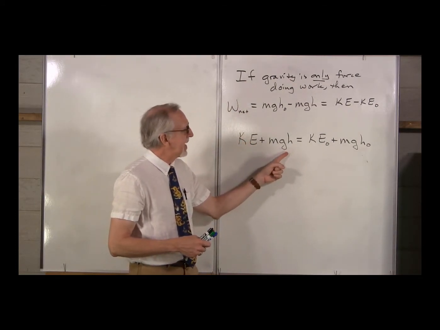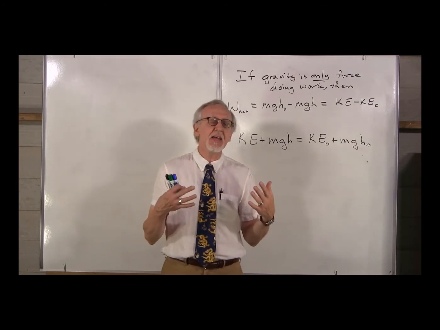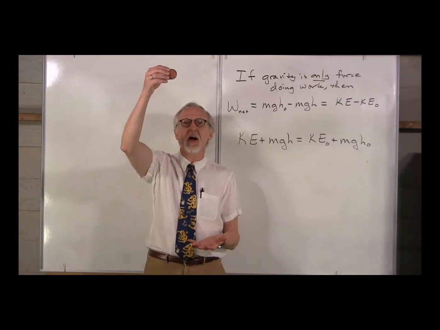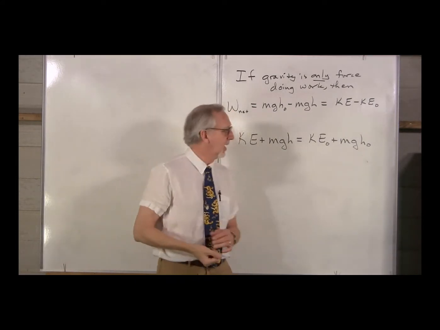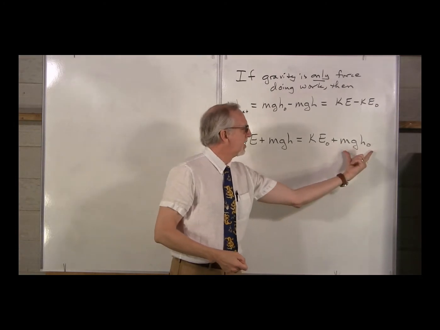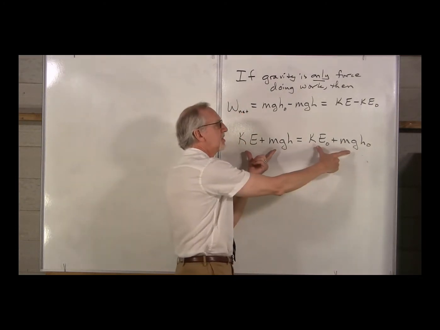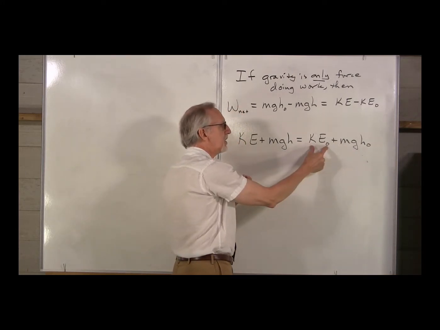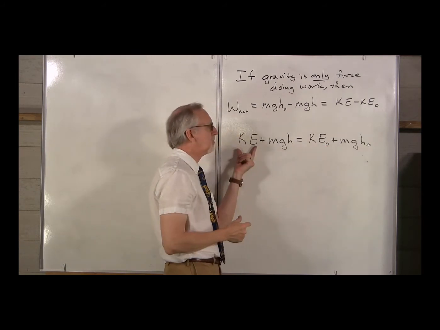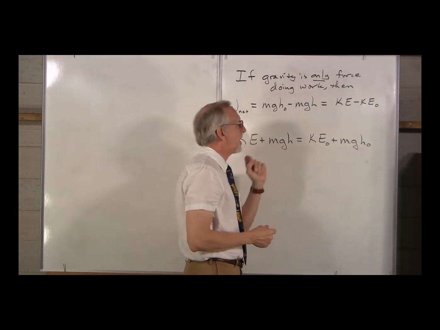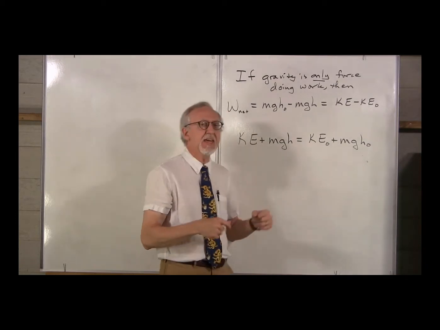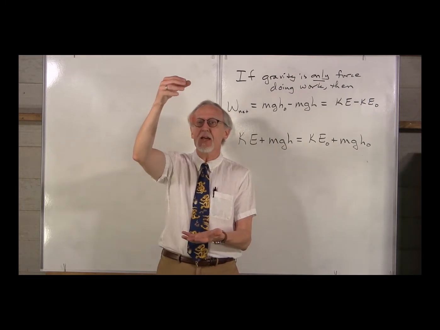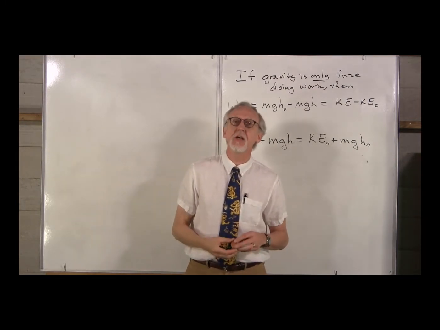Well, if this quantity, say mgh, decreases, in other words, if we go from a larger initial height to a smaller final height, then this term over here is larger than this term. But if the sum has to be the same, if this is larger and this is smaller, this must be smaller and this must be larger. So if this term mgh decreases, the Ke must increase. What does that mean? If the object goes from a higher mgh to a lower mgh, the kinetic energy increases.